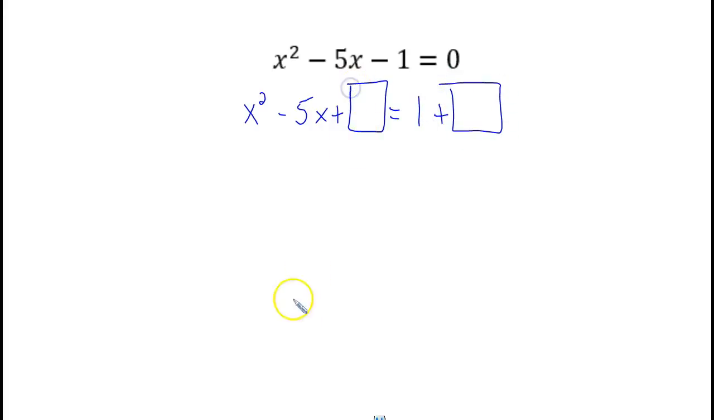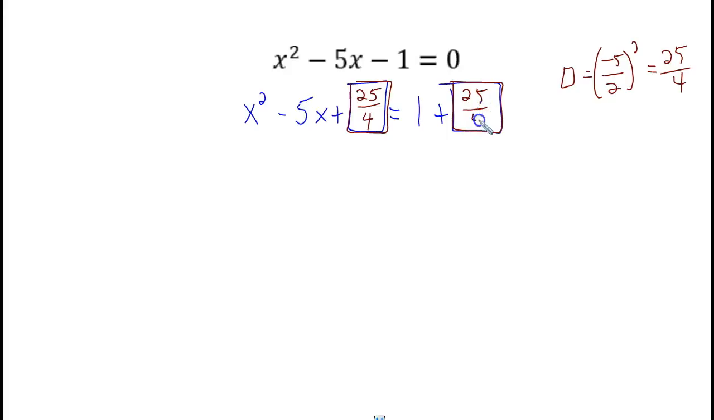I've got to find what goes in that box. What is the missing thing that goes in this box? And we know to find that missing thing that goes in the box, we do b over 2 squared. In this case, that box is going to be equal to negative 5 over 2 squared. Well, negative 5 times negative 5 is positive 25. And 2 times 2 is 4, so we get 25 over 4. And that is what we're going to add on both sides. 25 over 4.